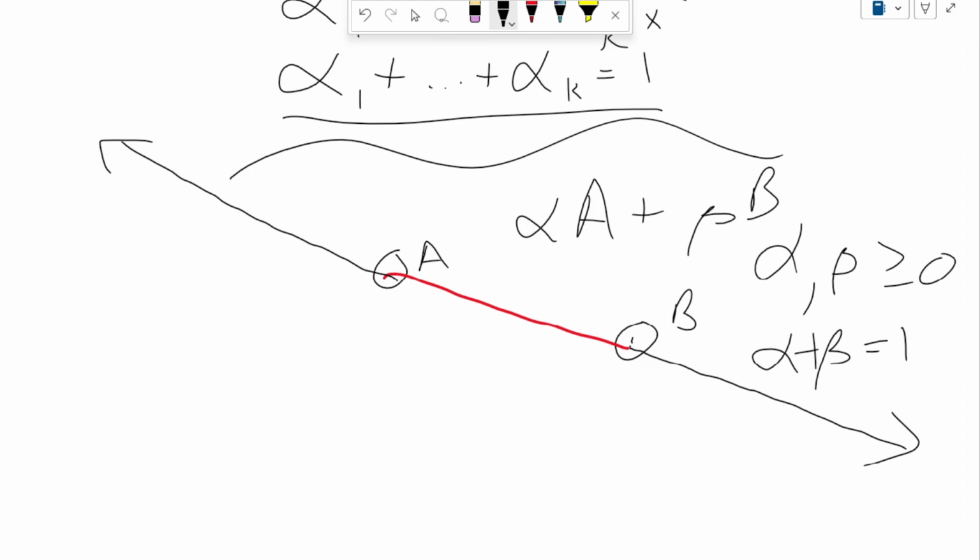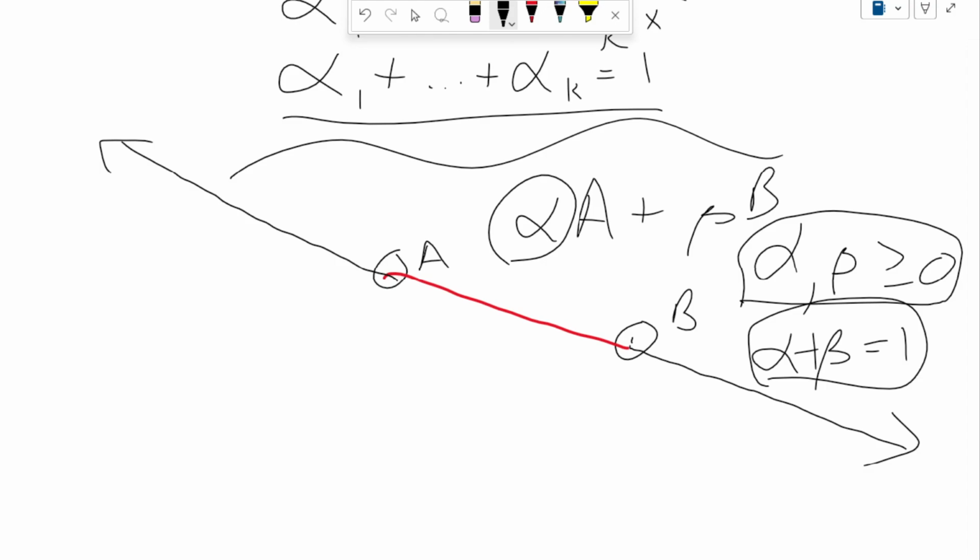So this is an affine combination, but it is also something more. But the way you can think about it is, if alpha is 0, you're going to have 0 of A contributing to this sum and 1 of B, so you'll end up at B. If you have beta equal to 0, you'll have 0 of B and 1 of A. And so you'll basically end up at A. And in the middle, you're just in the middle.